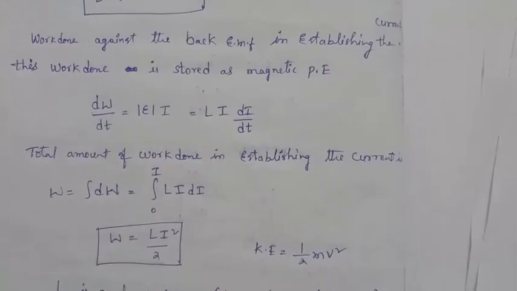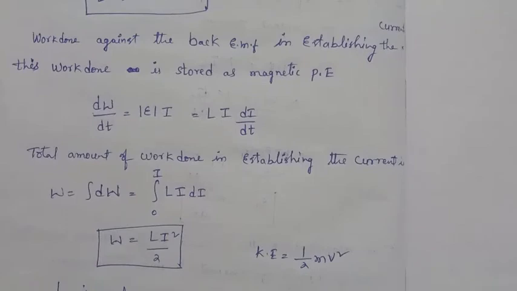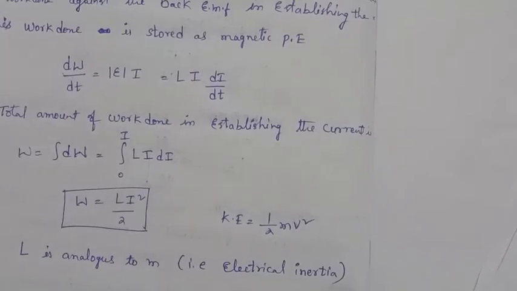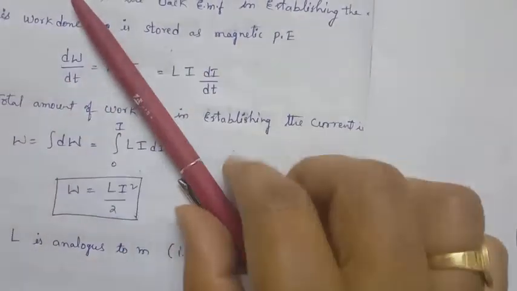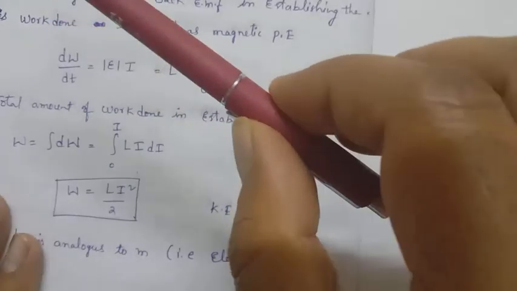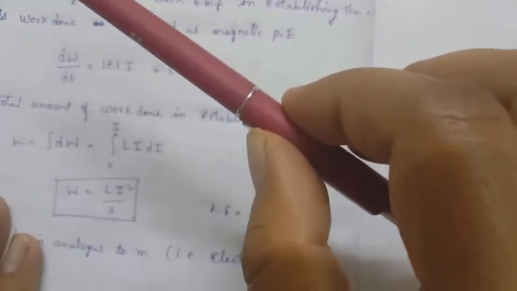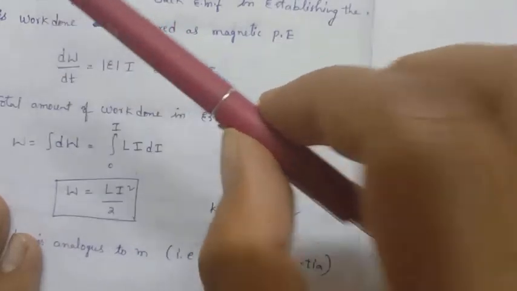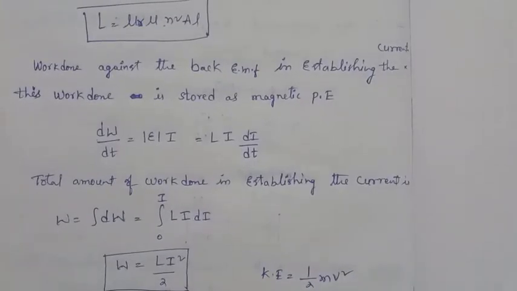And again here, work done against the back EMF in establishing the current. This work done is stored as potential energy. Suppose you lift an object against gravity, then the work done is gained by the object in the form of potential energy. Similarly, the work done against the back EMF is stored as magnetic potential energy.